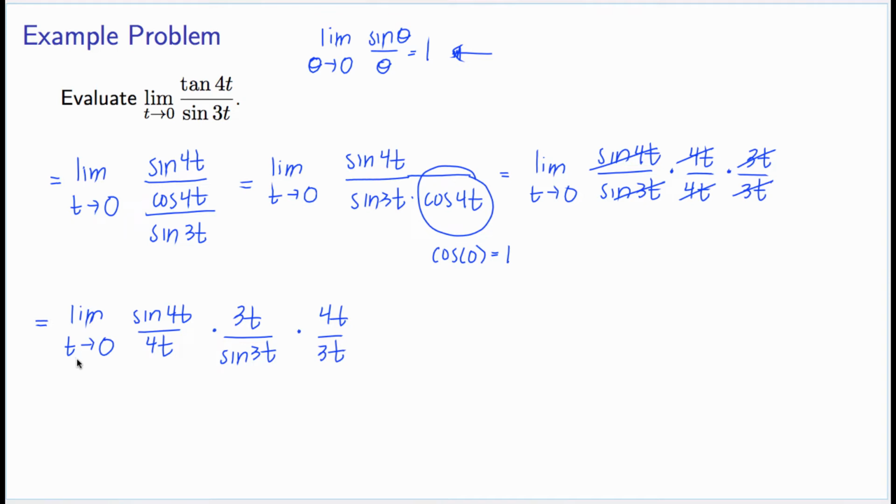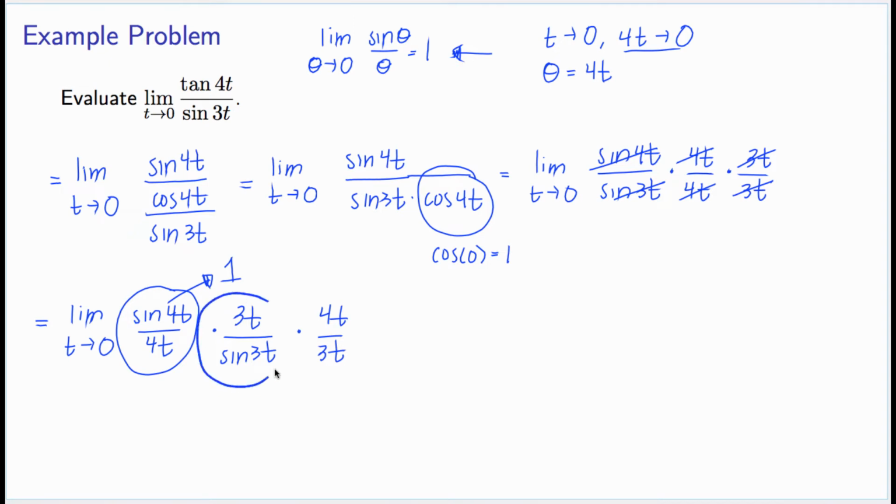Now, as t goes to 0, I know that 4t also goes to 0. So for this first expression, limit t goes to 0, sine of 4t over 4t, I can use my result with 4t in place of theta. Since 4t is going to 0, this first guy is going to 1. Now the 3t over sine 3t, I'm not sure what we're going to do with that yet, so I'll just leave it. Our 4t over 3t, my t's cancel, and I just get a 4/3.